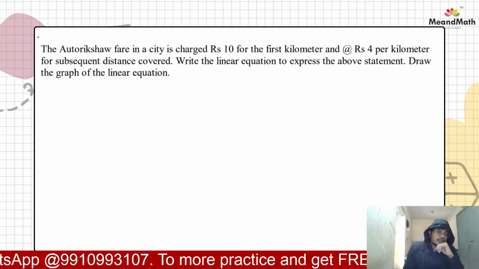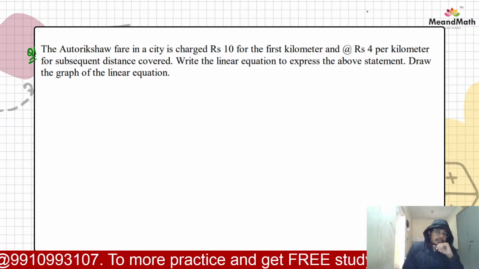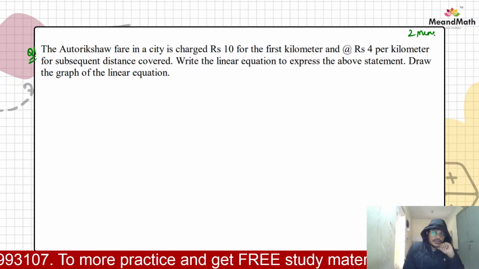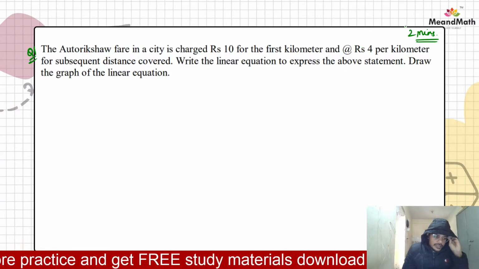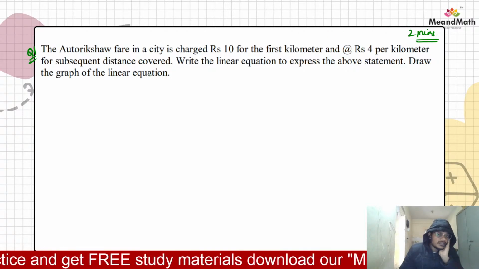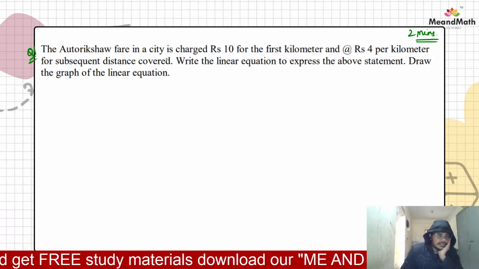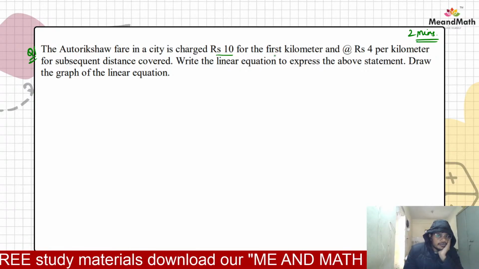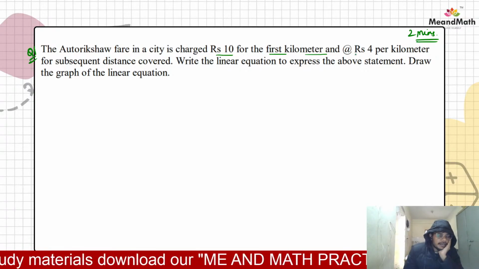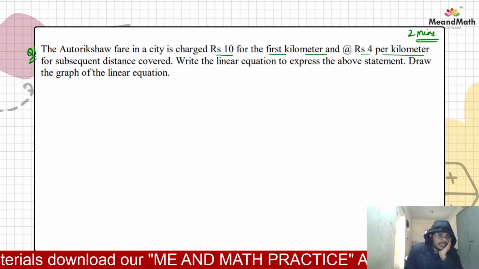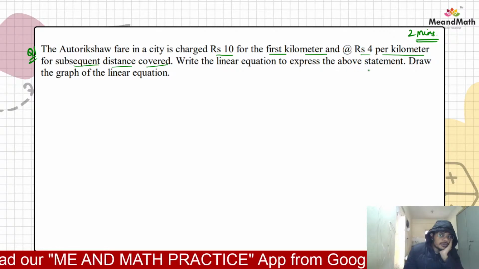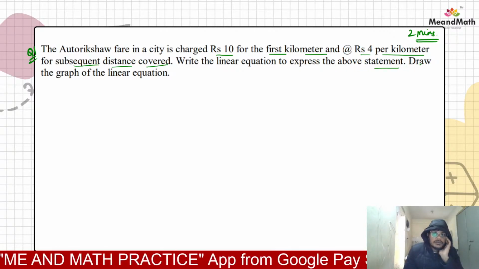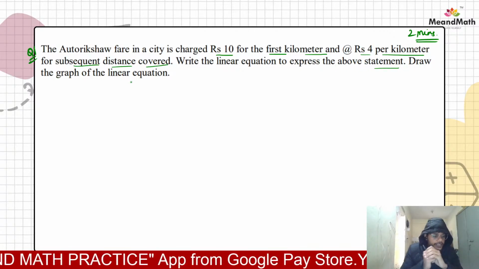So here is question number one, and I am giving you 2 minutes to solve this question. Solve this and tell me. The auto rickshaw fare in a city is charged 10 for the first kilometer and 4 per kilometer for the subsequent distance covered. Write the linear equation to express the above statement and draw the graph of the linear equation.